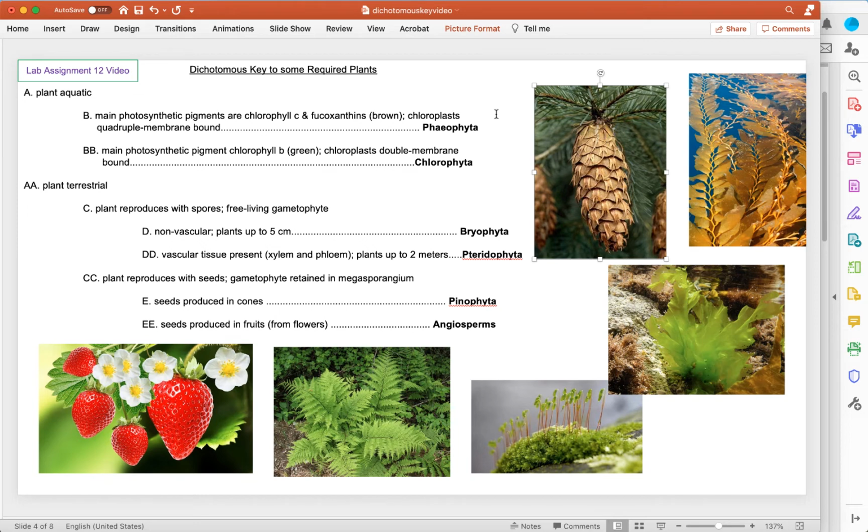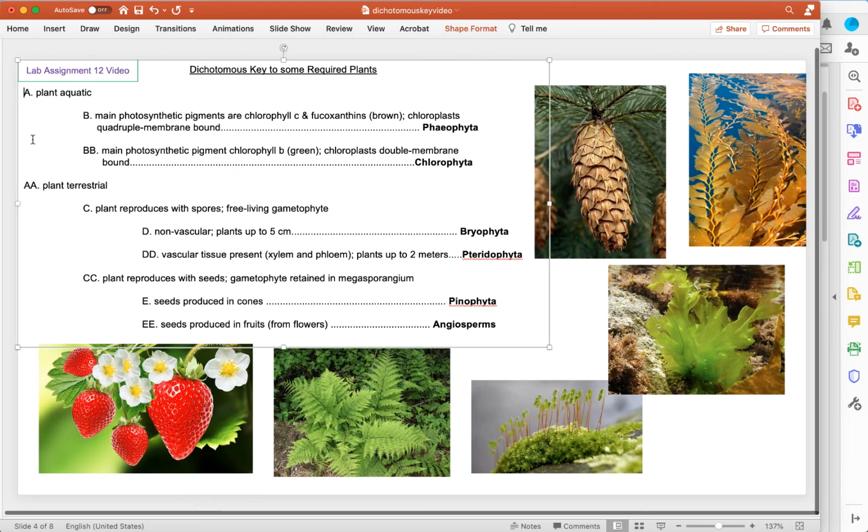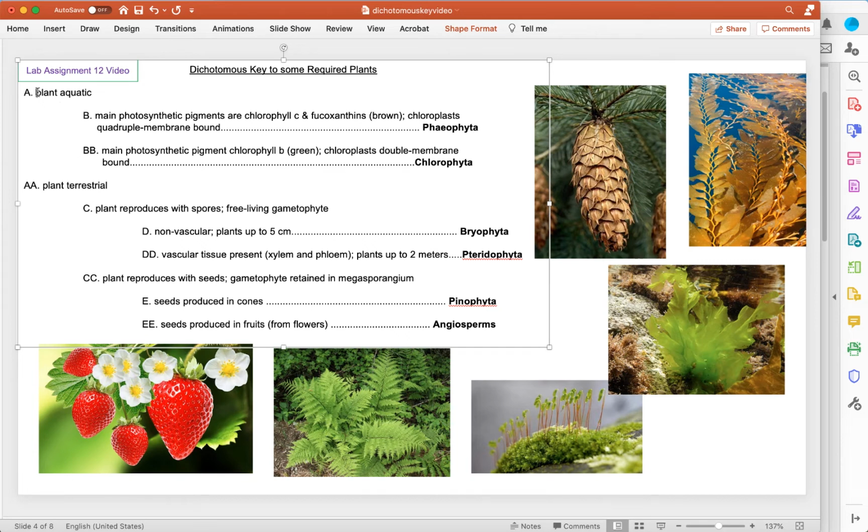Okay. And so the way to use a dichotomous key is you do like this. You start with the very first key step. The first key step is a dichotomous split between two steps. We've got the first lead, which is plant aquatic, and then we've got the second lead down here, plant terrestrial. And we've called them A and AA. I could have called them 1 and 1-1, or triangle and triangle, or anything that splits something into two things.